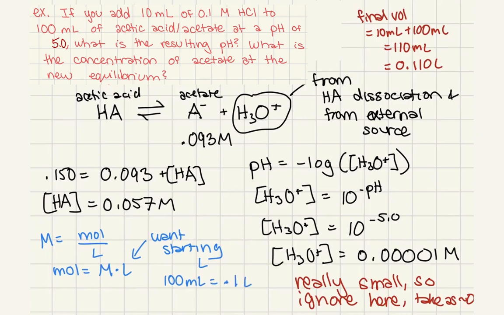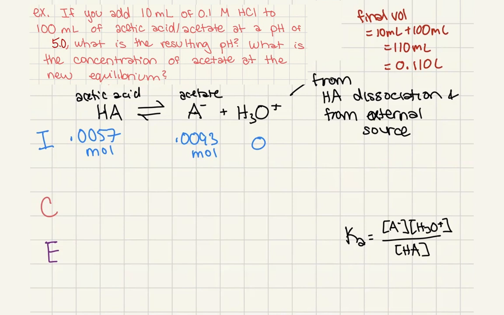So we're going to multiply this by 0.1, and multiply this by 0.1. What we end up with is 0.0093 moles of acetate and 0.0057 moles of acetic acid. Now that we have the number of moles, let's stick that into our ice table, and then we can look at how things will change.